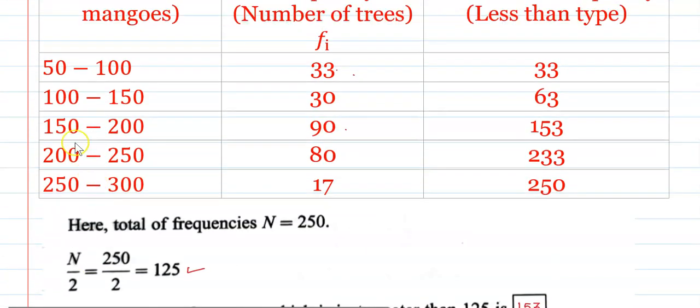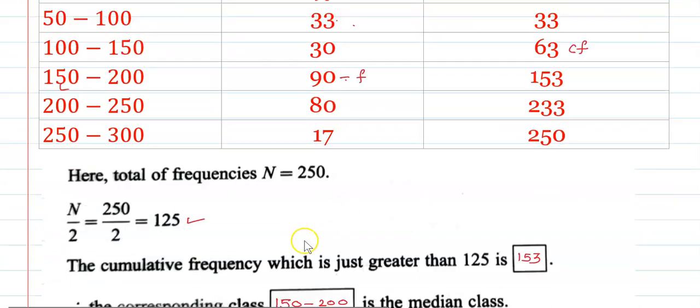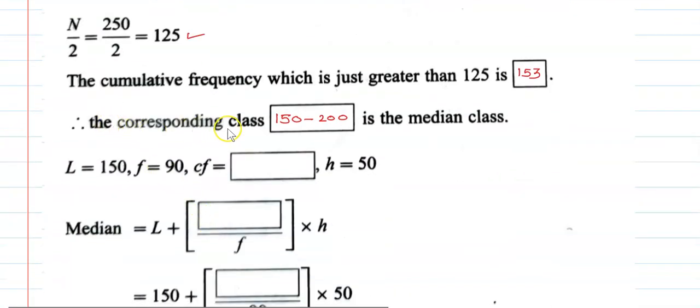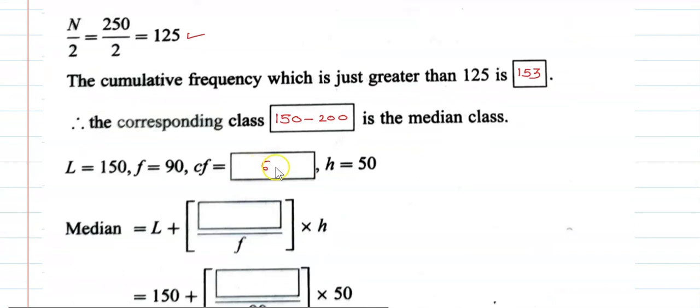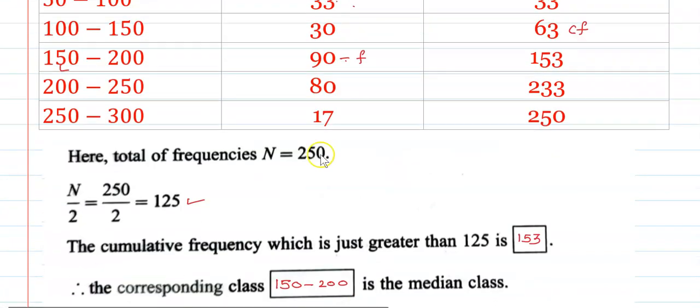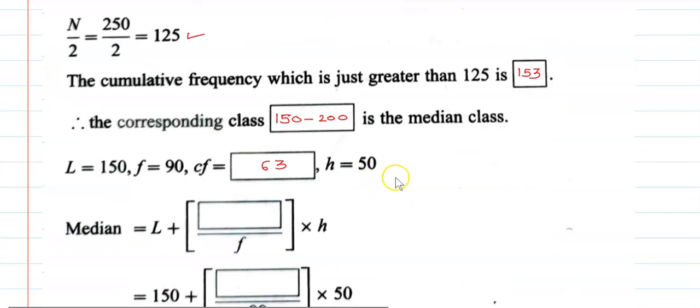Here L is 150. F is the corresponding frequency for that median class. This is the F, this is the L, and this is the CF. And therefore, the corresponding class 150 to 200 is the median class. L is 150. F is 90. CF is 63. And what is the length of the interval? It is 50. H is equal to 50.